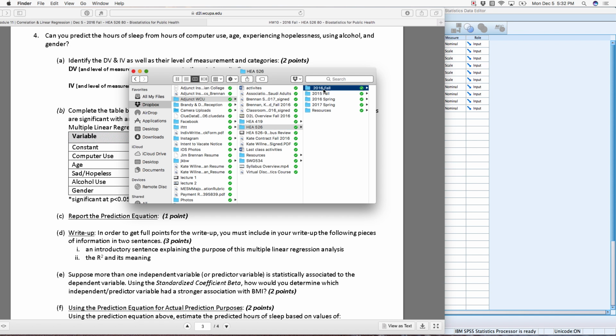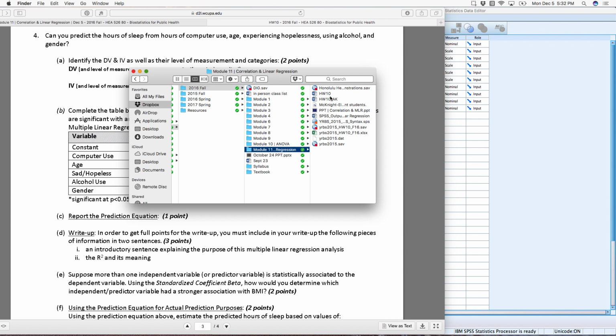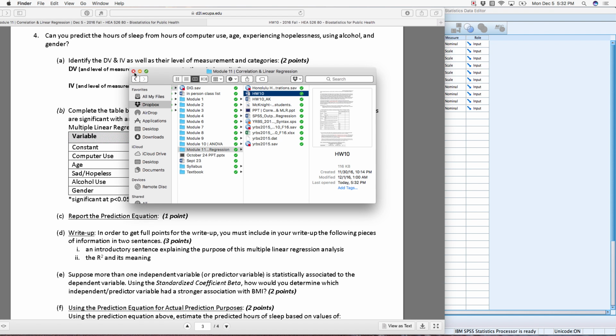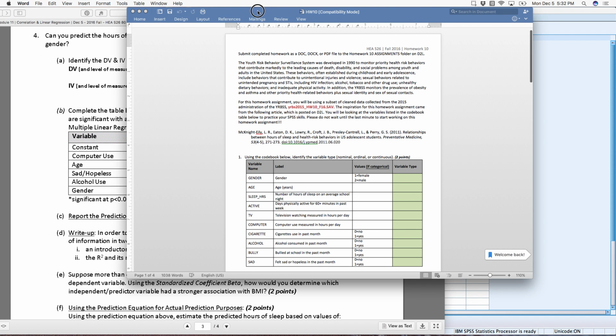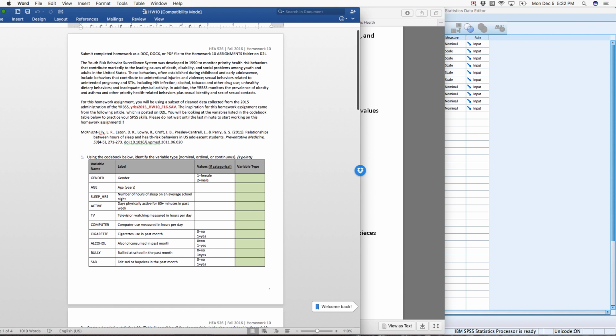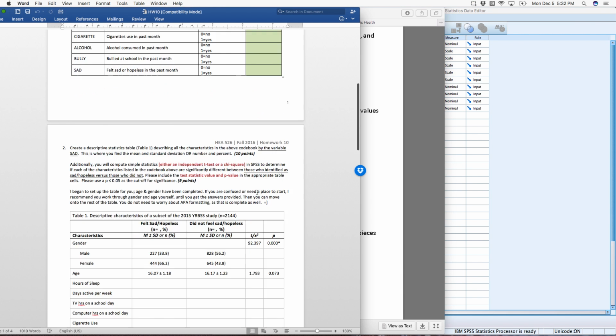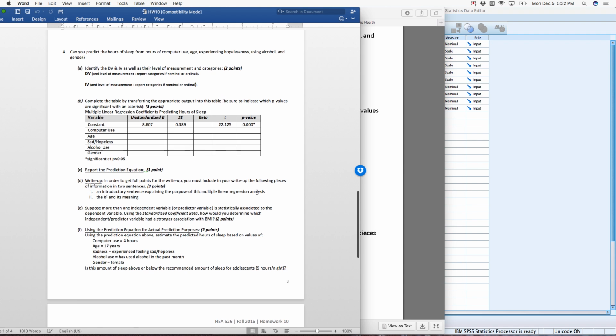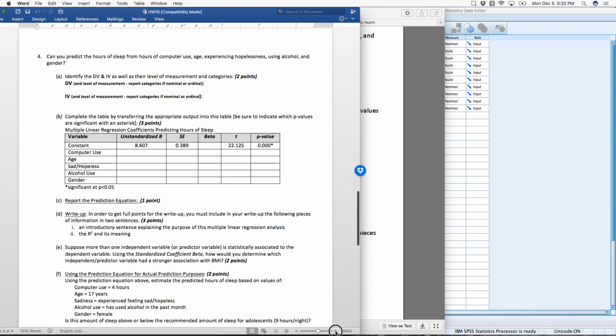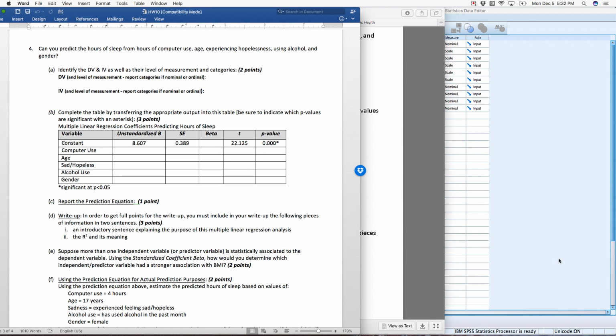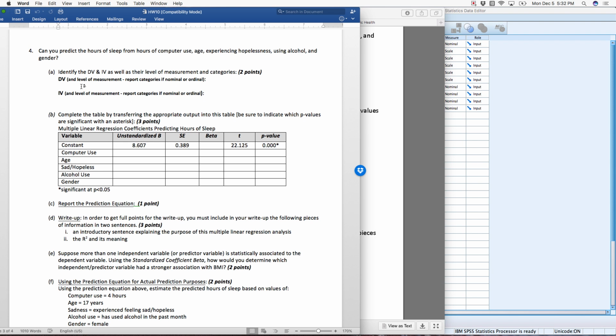Let me open up the one on Word, that way I can put what values in, that way you can see what I'm doing. Okay. So we're down here at number 4. Does everyone who wants to have the SPSS file open have it open? Everyone's good? Okay. So first we're going to identify the DV and IVs from this question. Can you predict hours of sleep from hours of computer use, age, experiencing hopelessness, using alcohol, and gender?